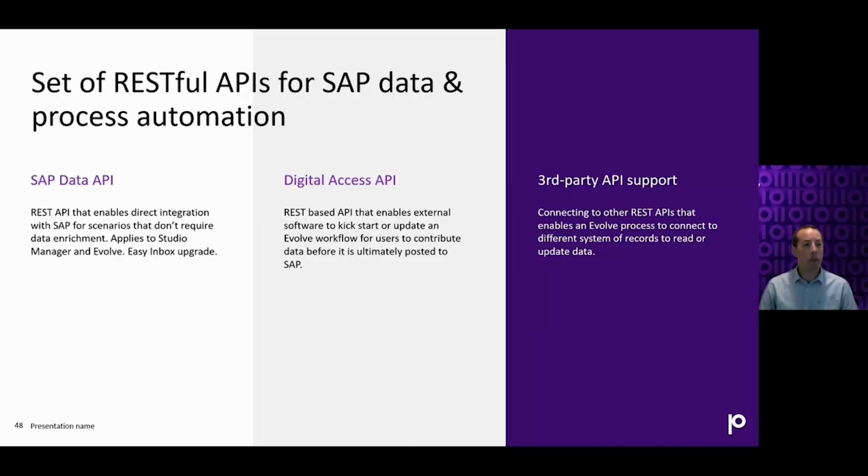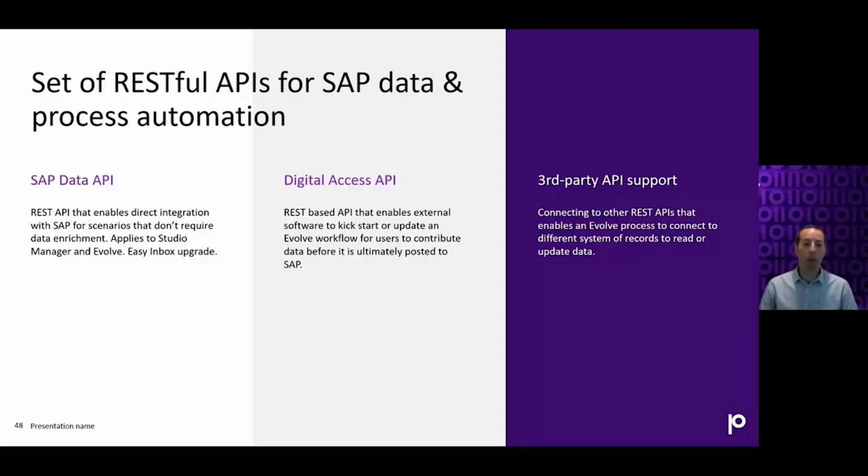Next is our Evolve Digital Access API. This API allows you to seamlessly kick off Evolve workflow processes from other systems of record for either human-assisted workflows or completely automated sequences before ultimately being posted to SAP.